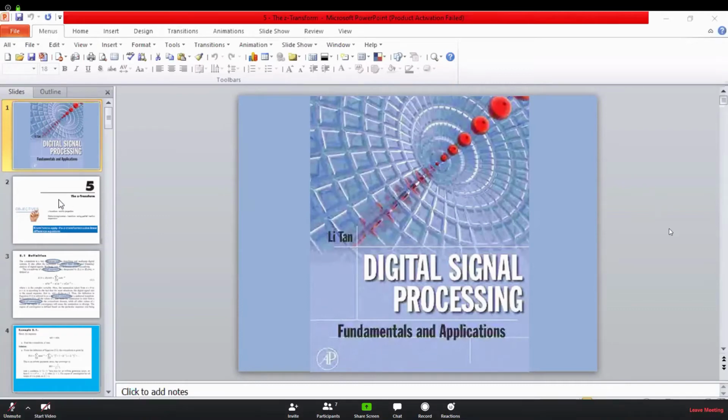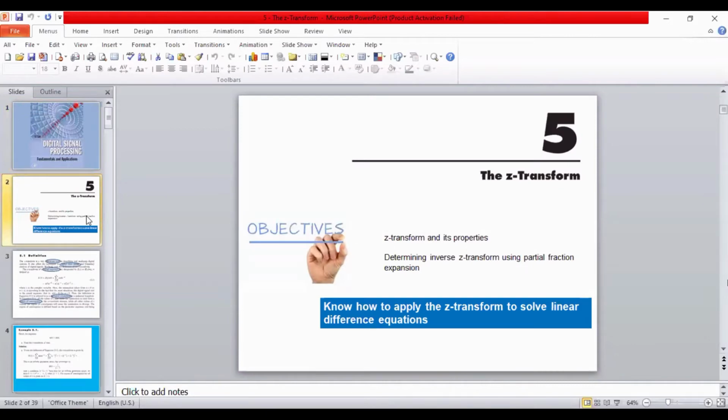So today is chapter number 5. Well, it's the Z transform. We will be brief with its properties. We first define it, what it is, actually just a simple formula.